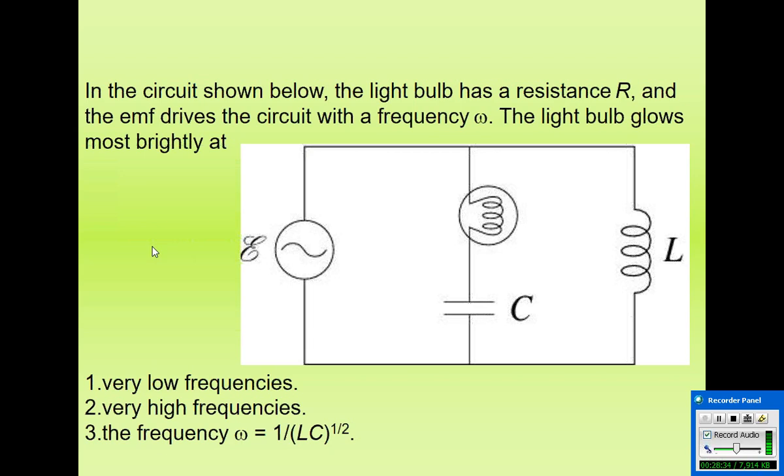Is it going to be when the voltage source oscillates at very low frequencies, when it oscillates at very high frequencies, or at a very particular value where the angular frequency is equal to 1 over the square root of L times C?